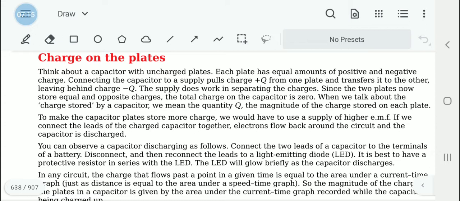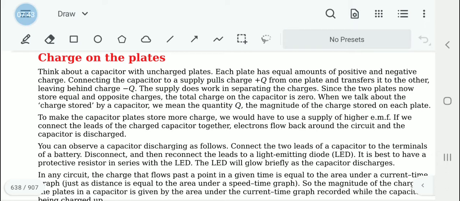Because they have equal but opposite charges, the total charge on the capacitor is 0, right? That is a kind of complication we have, because there is a positive Q and a negative Q. So as a result, the overall charge is going to be 0.